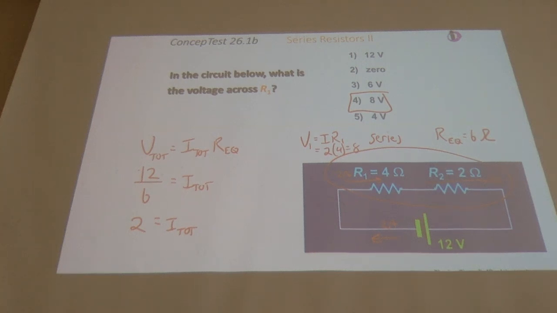Any questions, anything? We're done. We'll do parallel next week and do some example problems, et cetera, et cetera.